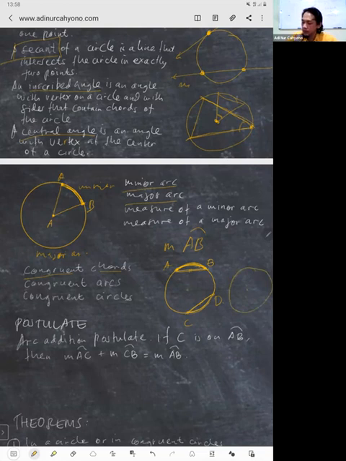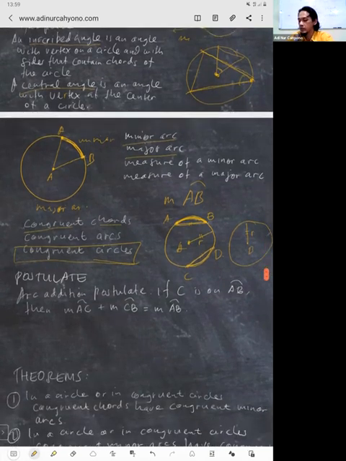And if we have another circle, this is circle A and this is circle B, we can call them congruent circles if they have the same size of the radius. If they have the same size, we can call circle A and circle B congruent. So congruent circles are circles that both have the same radius. Okay, this is a congruent circle. You can learn by yourself about this topic.